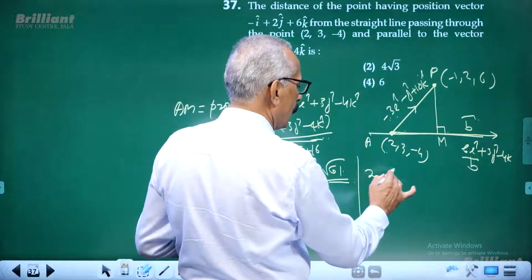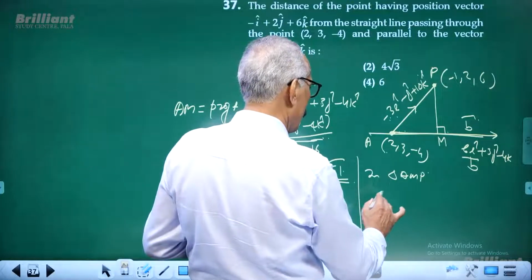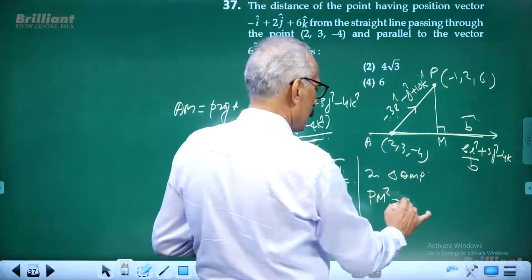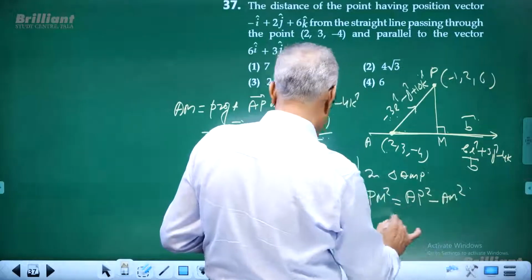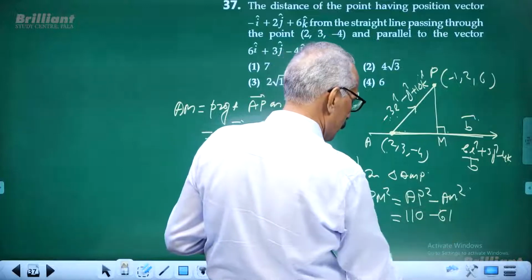Well, you can find out PM. In the right triangle, in triangle AMP, tell me, your PM square is equal to AP square minus AM square. AP square is how much? 110. Minus AM square is what there? 61. How much is that?